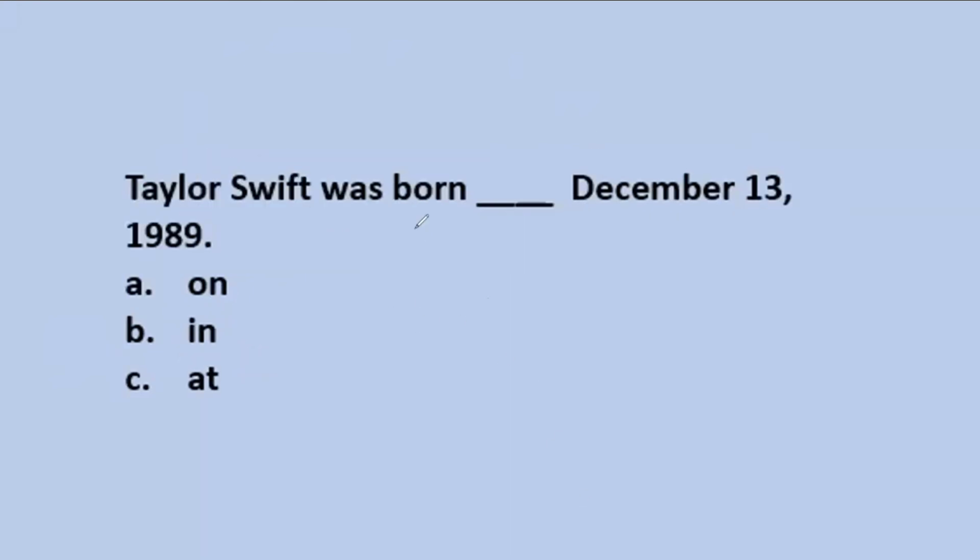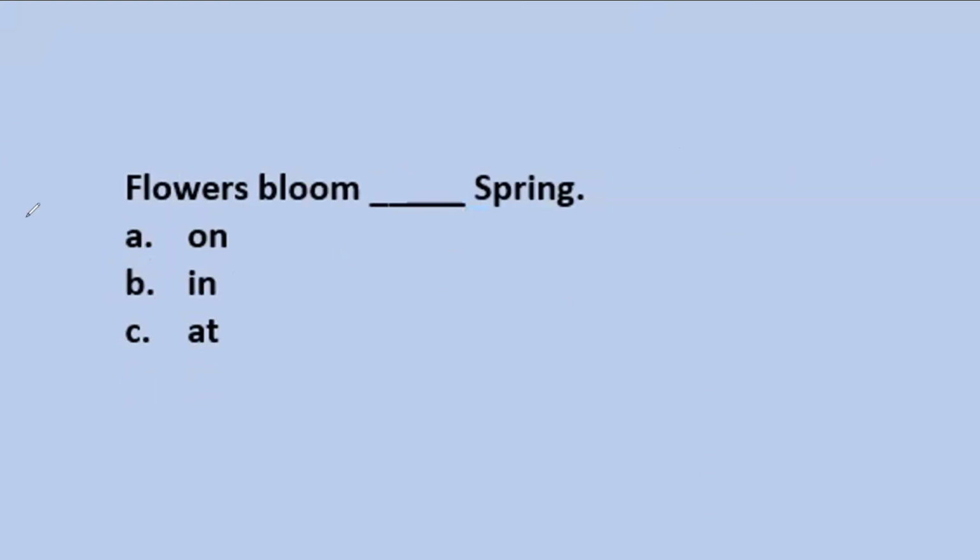Next, Taylor Swift was born blank December 13, 1989. A on, B in, C at. What's your answer here? If your answer is on, you're correct. Always remember that we use on for specific days, okay, with date, month, and year. Next, flowers bloom blank spring. A on, B in, C at. What's your answer here? If your answer is in, you're correct. Remember, we use in for seasons.